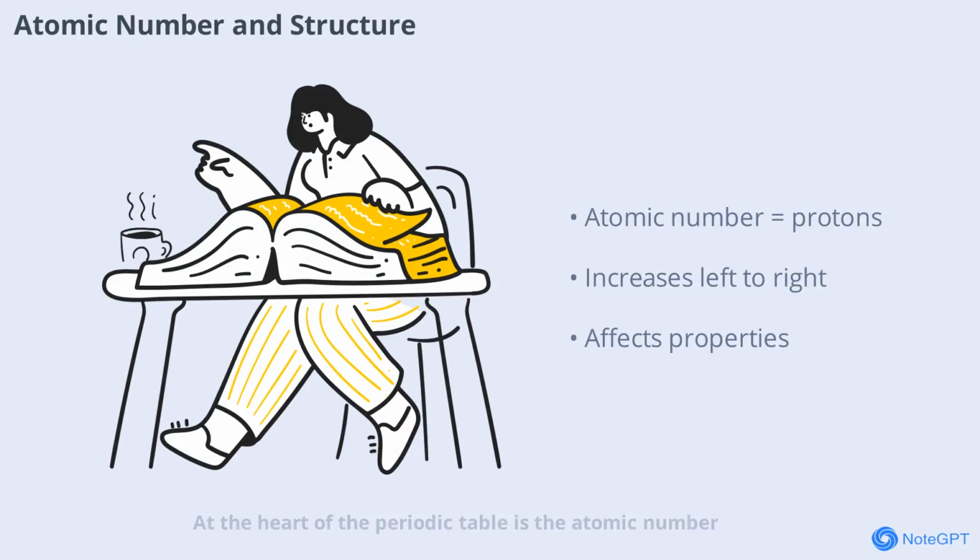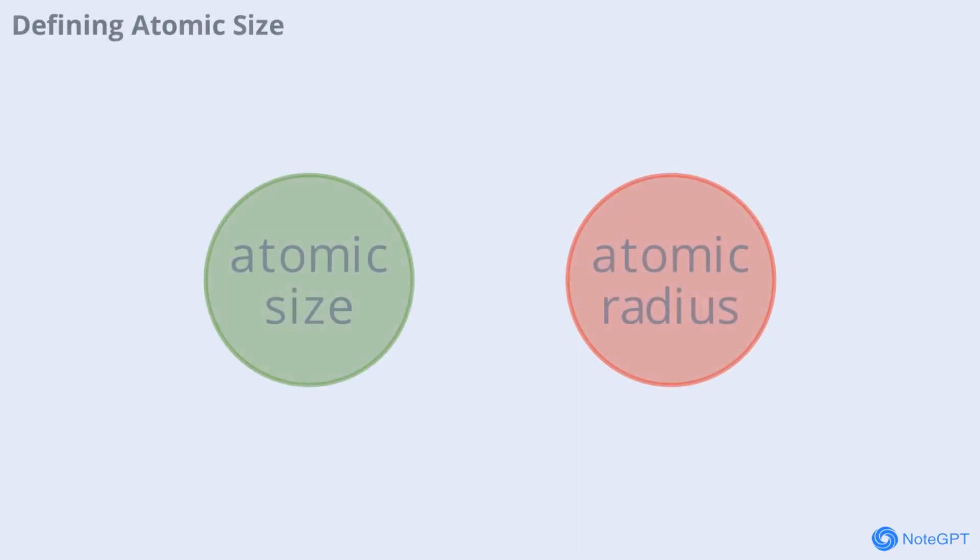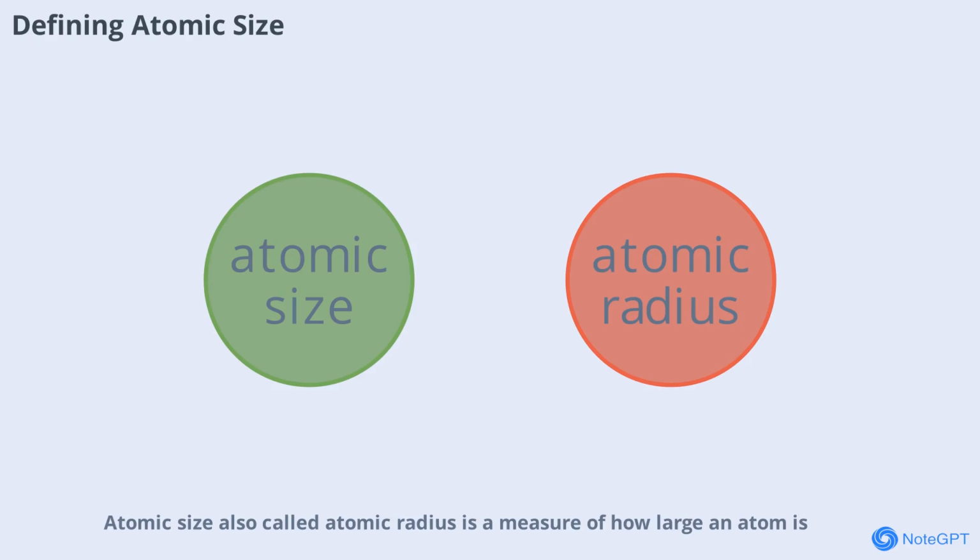The heart of the periodic table is the atomic number, which tells us how many protons are in an atom's nucleus. As you move from left to right across a period, the atomic number increases by 1 with each element. This increase affects the element's properties, including its size and how tightly it holds onto its electrons. The atomic structure, especially the arrangement of electrons in shells, is key to understanding why trends like atomic size and ionization energy exist.